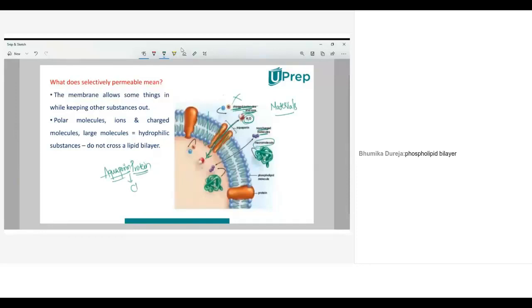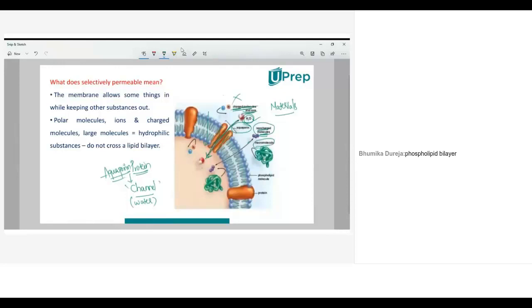Aquaporin is a protein which acts as a channel for the movement of water into the cell and outside the cell. Both are possible through this aquaporin protein channel. But charged molecules like ions cannot move freely through any channel like water molecules. They require some other mechanism, which we'll see later. Then the non-charged molecules.